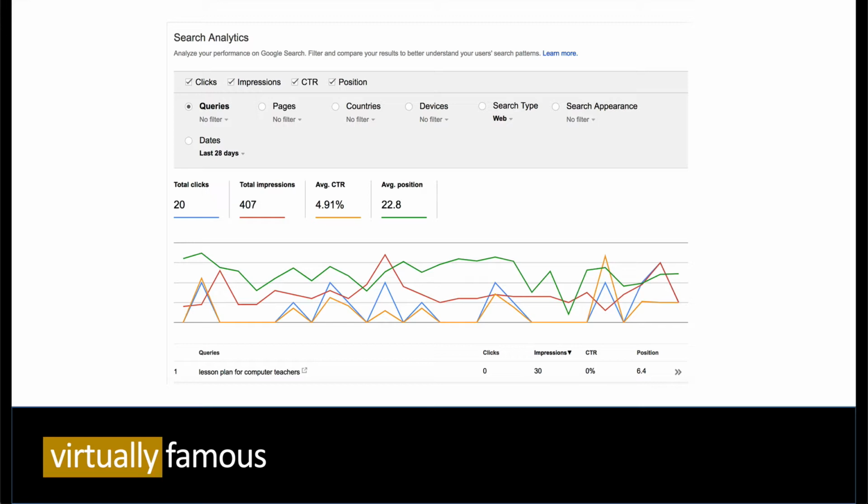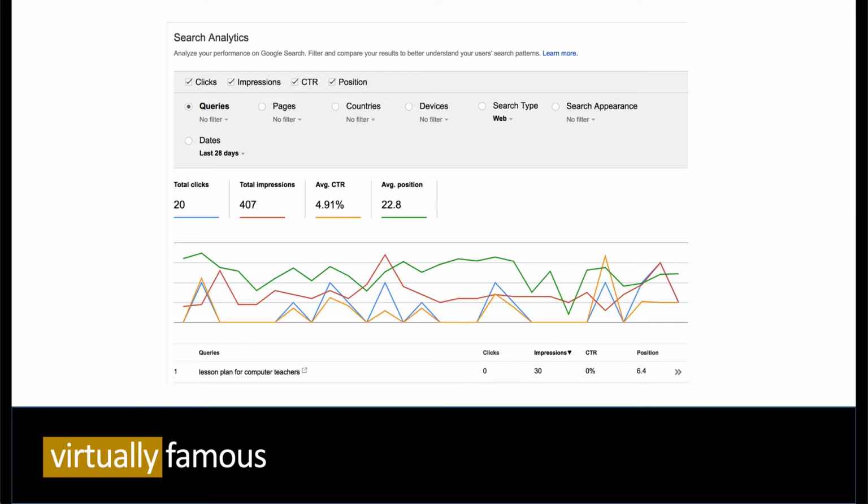So I can see here, this site, which was lesson plans, had 20 clicks. It showed up 407 times. So the average click-through rate was 4.91%. So 5% of people click through. And the average position in that search engine, so not all pages, but across all the pages, so one page might have been in position 1 and one page might have been in position 50, the average position was 22.8.